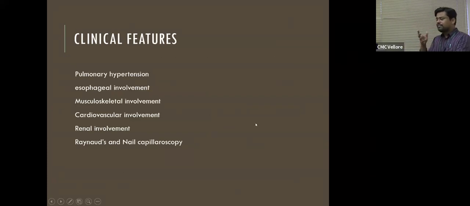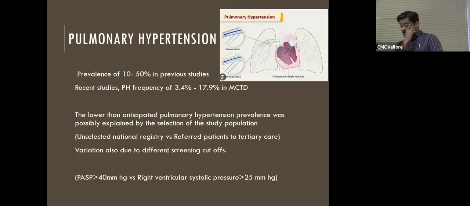So what are the clinical features mixed connective tissue disease usually presents with? Features of pulmonary hypertension, esophageal involvement, musculoskeletal, cardiovascular, renal, and then Raynaud's, and along with it the changes on capillaroscopy that we see. So let's discuss each of them one by one.